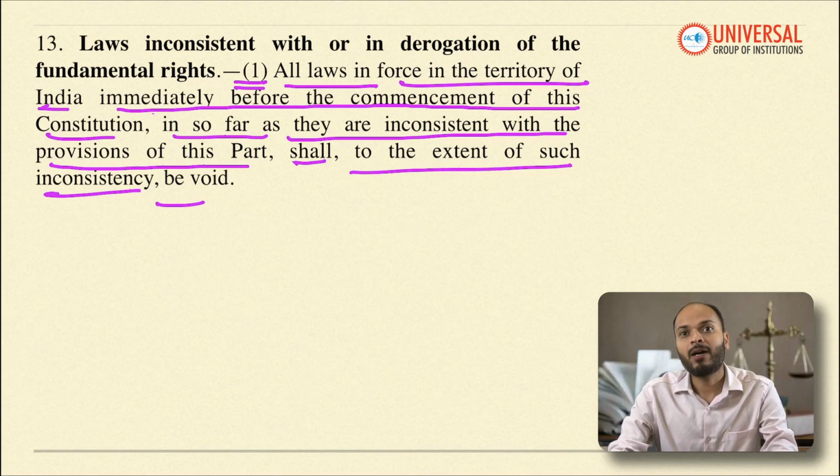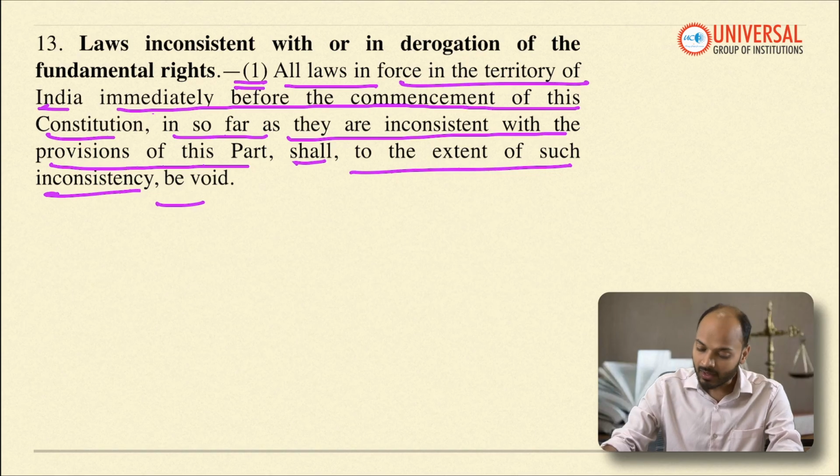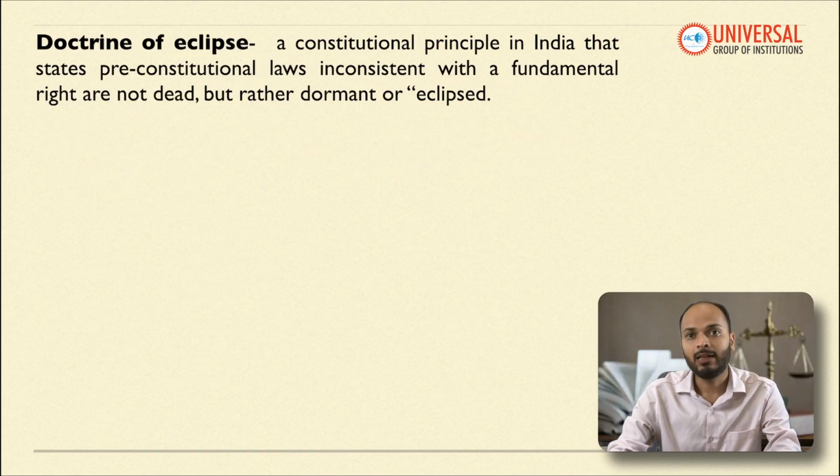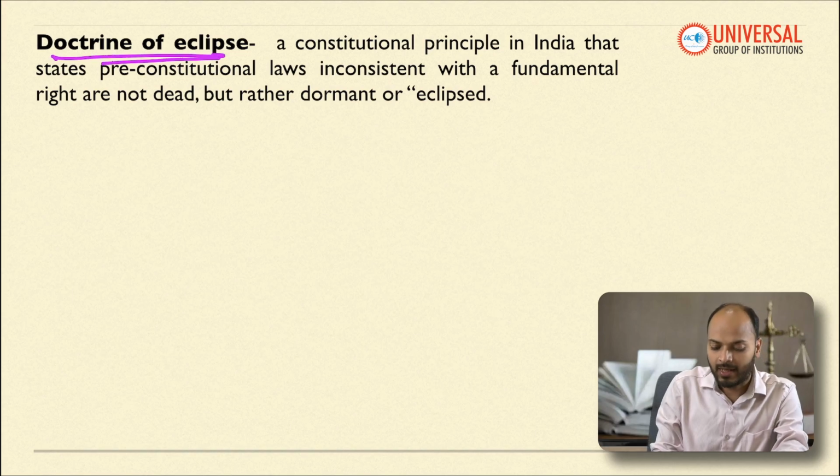Even such laws which were passed by the British, if they are violative of any of the fundamental rights given by the Constitution on 26 January 1950, to the extent of violation, such laws will become void. That is what Article 13 subclause 1 says, that pre-constitutional laws, if they are violating any of the fundamental rights, will become void to the extent of inconsistency. In this regard, let us try to understand one very important concept, that is the doctrine of eclipse.